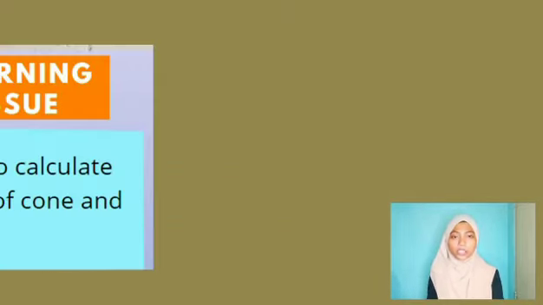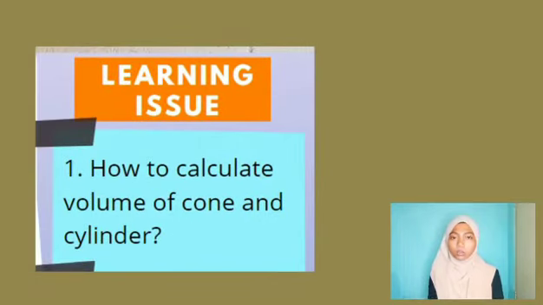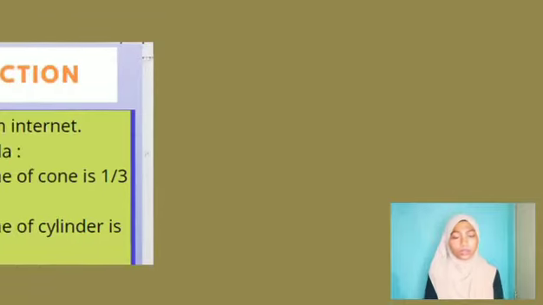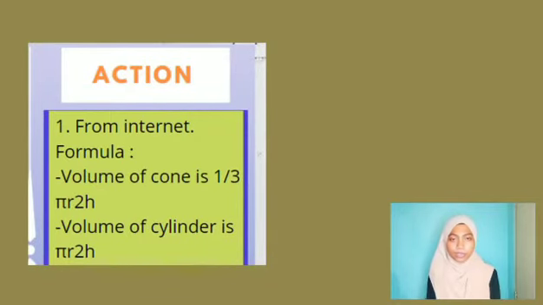So the learning issue will be how to calculate the volume of a cylinder and a cone. The action that we take is that from the internet we can get the formula for finding the volume of a cylinder and also a cone. So now we can calculate the volumes.